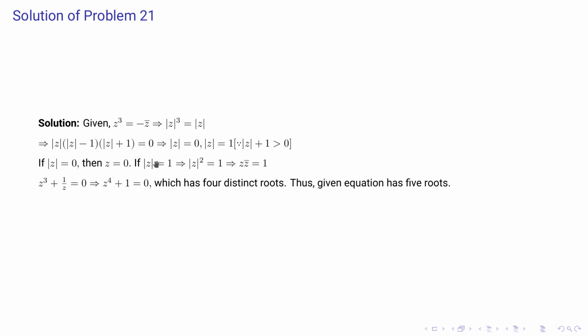For the second solution, we take into consideration mod of z is equal to 1. We square both sides, we get mod z square is equal to 1. Mod z square is z into z bar, which is equal to 1. That means z bar is equal to 1 by z. So we substitute the value of z bar in the original equation. We get z cube plus 1 by z is equal to 0. Upon taking LCM, it will become z to the power 4 plus 1 is equal to 0, which will have 4 distinct roots. So 4 roots from here and 1 from here. That means it will have a total of 5 roots.